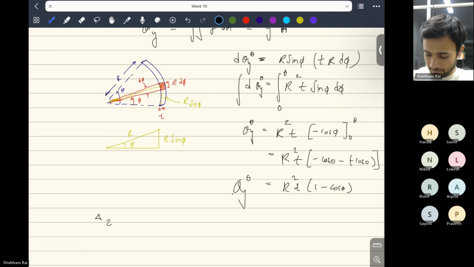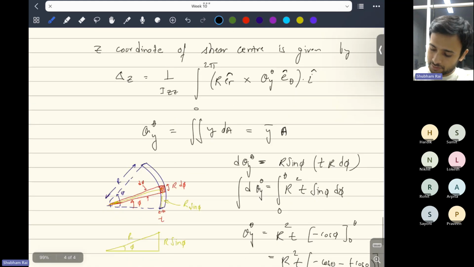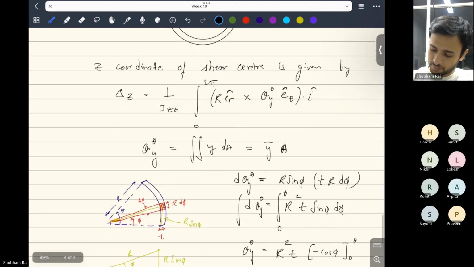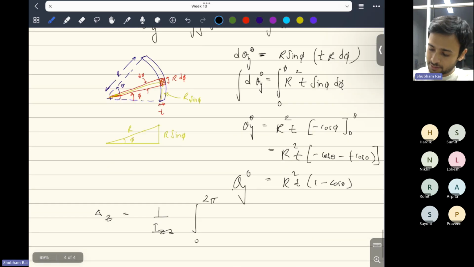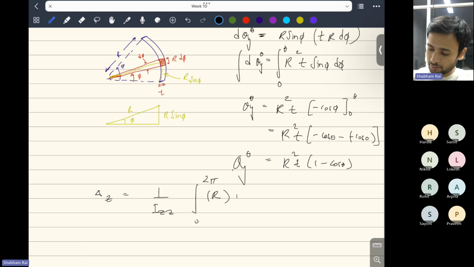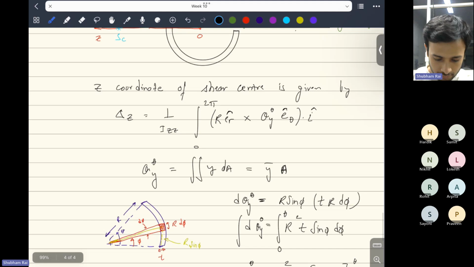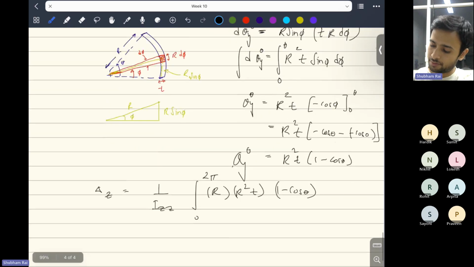So finally, you will get delta z. Let me just write it: 1 over Izz, integral 0 to 2 pi, and r will be as it is, and qy theta will be r square t times 1 minus cos theta, and oh, here actually you should have d theta also here.